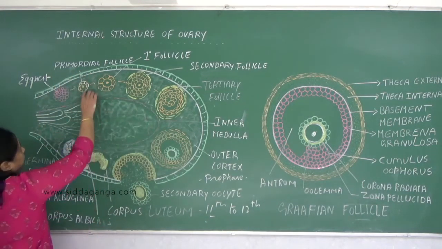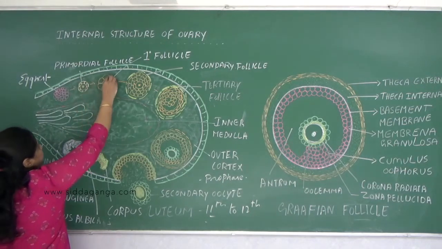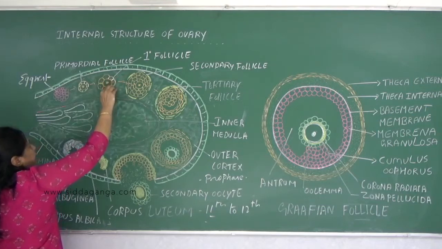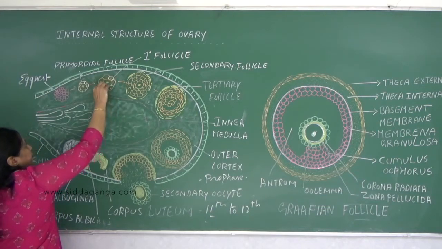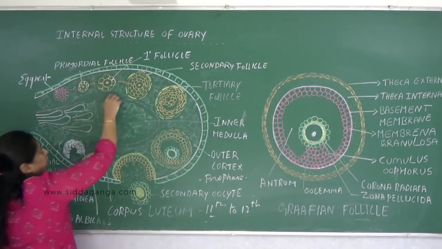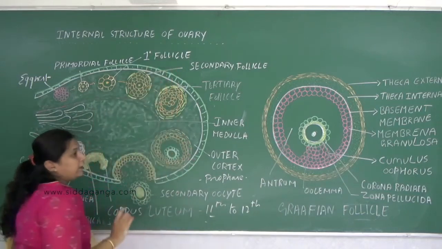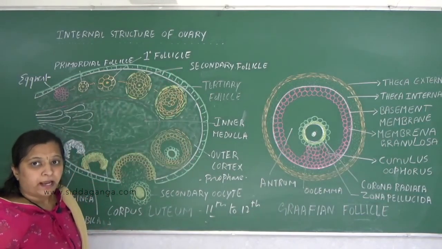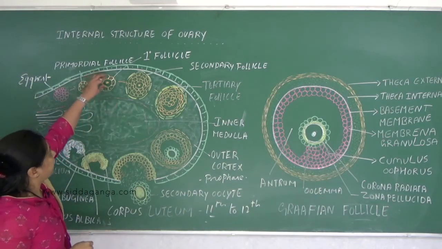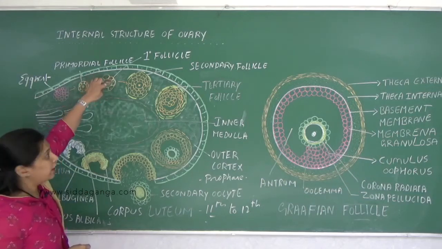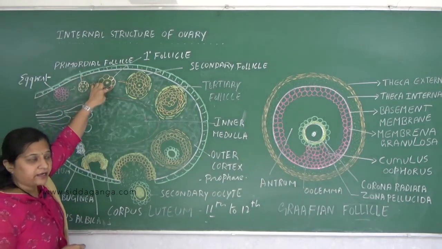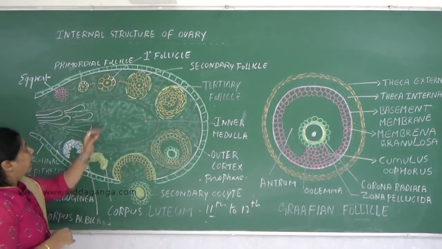Now the flattened epithelial cells gradually become cuboidal in nature. They become cuboidal and get arrayed as a single layer of granulosa cells around the primary oocyte. So that follicle is called as what? The primary follicle. The primary follicle is characterized by the primary oocyte surrounded by a single layer of granulosa cells.